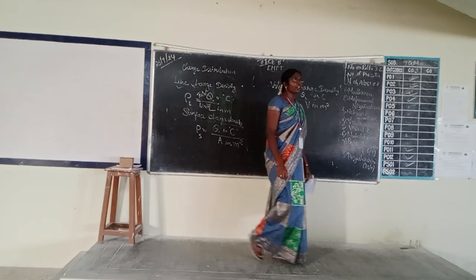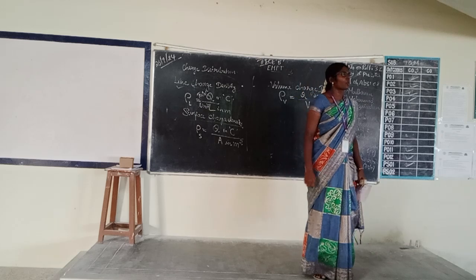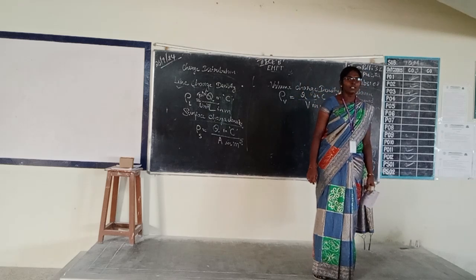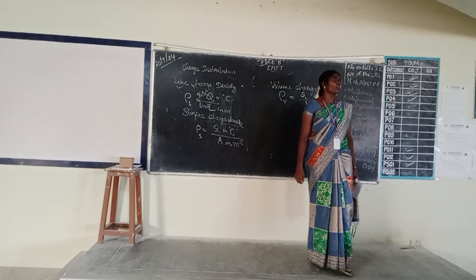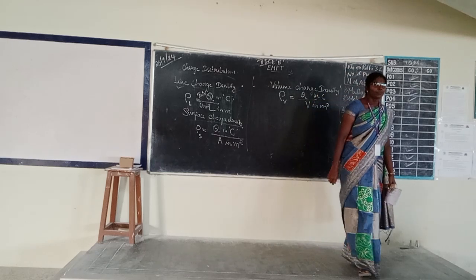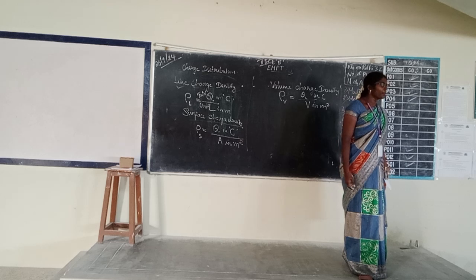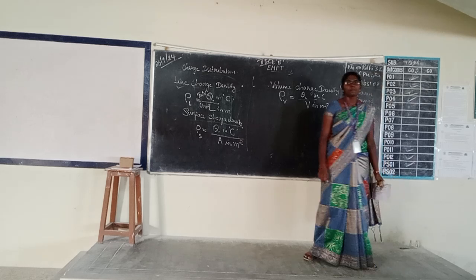So now you can define the unit by yourself. What is the unit for line charge density? Coulomb per meter. What is the unit for surface charge density? Coulomb per meter square. What is the unit for volume charge density now? Coulomb per meter cube. That's it.